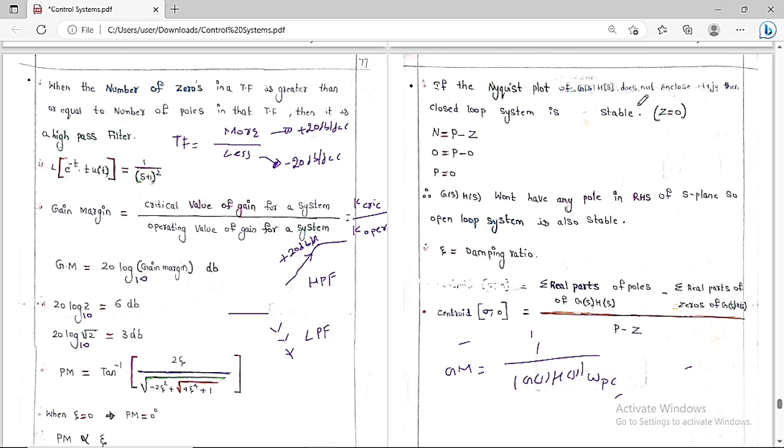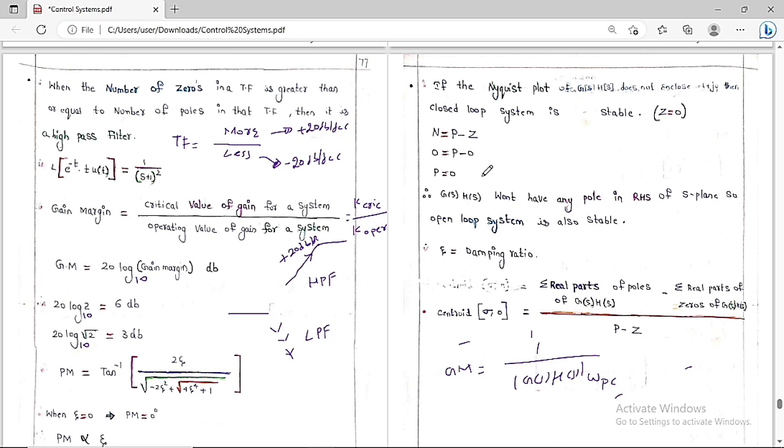We can also go about it in the other fashion. N is equal to P minus Z. In the question they are saying that this Nyquist plot is not going to enclose the -1 + j0, so therefore N is equal to 0. And they have also given that the closed loop system is stable, so Z is equal to 0. With all this we get P is equal to 0, which means the open loop system is also stable and the closed loop system is also stable. So both the open loop system and the closed loop system are stable.